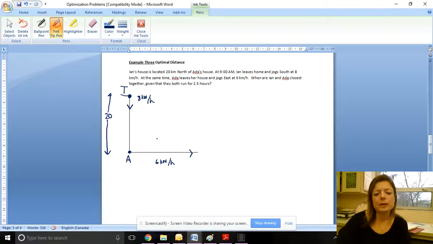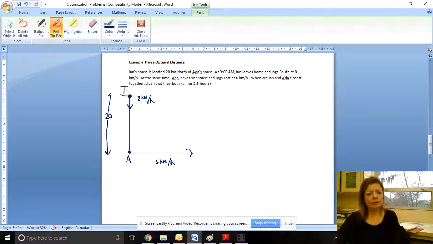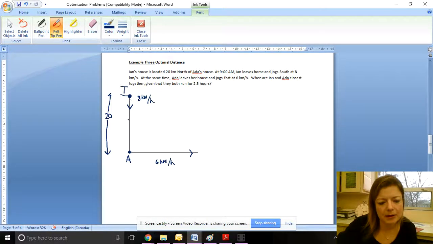So they're going to start 20 kilometers away from each other, and they're going to end 15 kilometers away from each other. But at some point in between, they're going to be the closest together because of this hypotenuse that's being created. So imagine if Ian's here just after a few minutes and Ada's here, then their distance apart from each other is the length of that hypotenuse. And as Ian goes along here, Ada's moving along here. So it's creating this hypotenuse at all these different lengths of time.